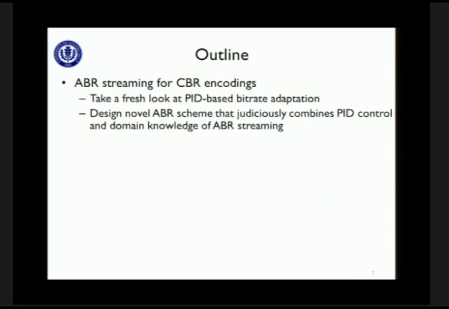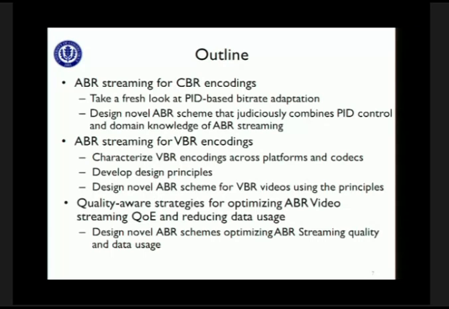So what I want to do is talk about 3 things. The first paper is on ABR streaming for CBR encodings. This is the first time we actually showed that the PID actually works better than the existing schemes, and then how we extend it to the VBR.